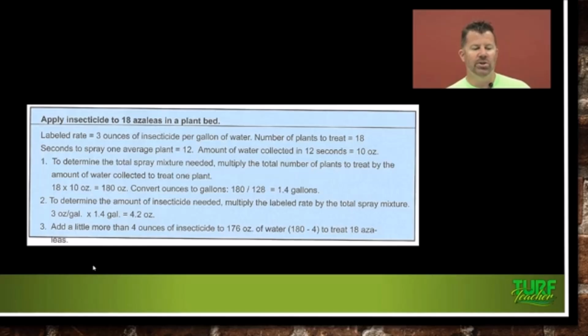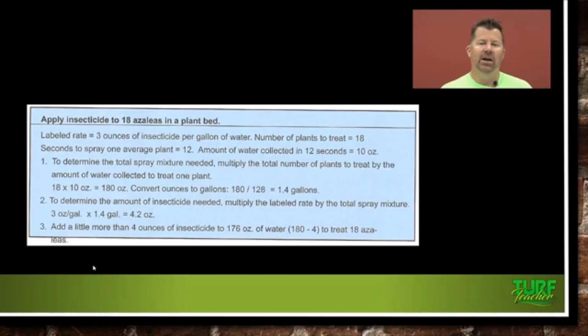So step number one, to determine the total spray mixture needed, multiply the number of plants to treat by the amount of water collected to treat one plant. So we have 18 azaleas. It took 10 ounces for that one azalea. So we're going to come up with 180 ounces to do the 18 shrubs.